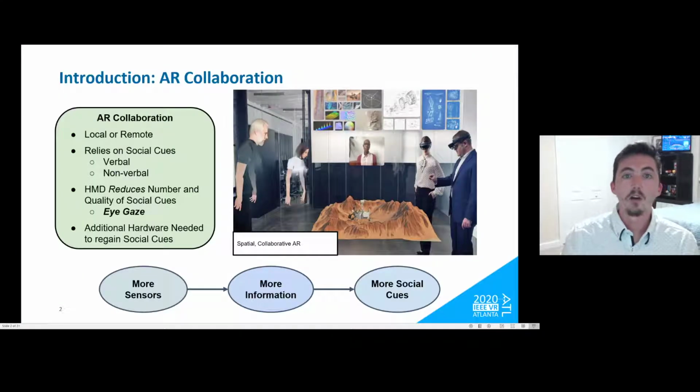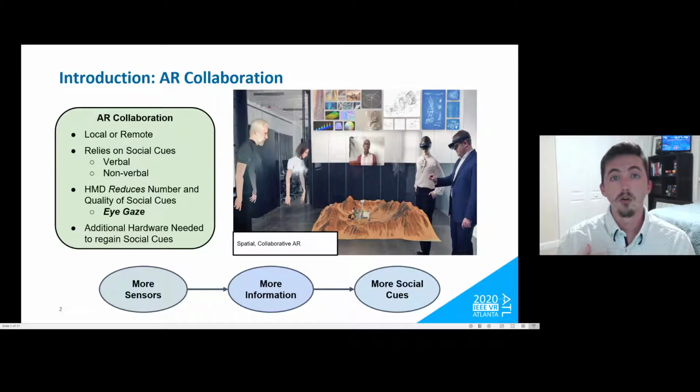So AR collaboration has been a hot topic in augmented reality research for the past couple years because it can bring people together no matter where they're located. But these types of collaborations rely heavily on social cues, both verbal and nonverbal. The downside is that by putting on an AR headset, we're limiting the amount of social cues that we can give each other because you have a big bulky headset blocking your view of your collaborators.